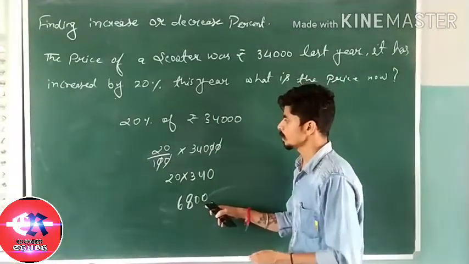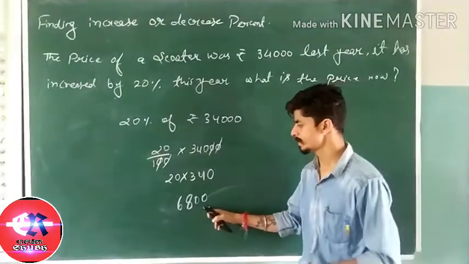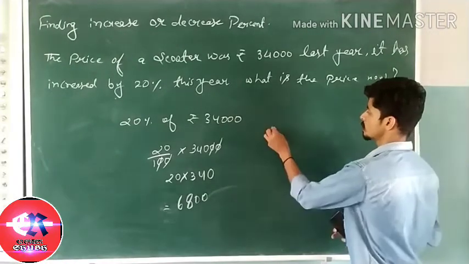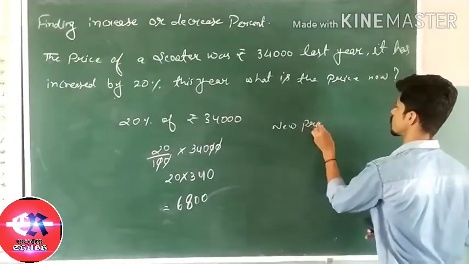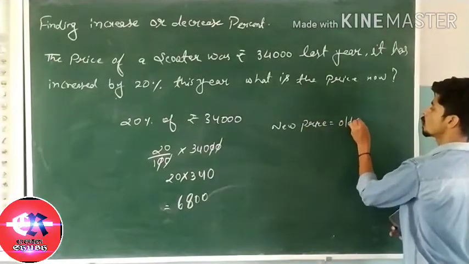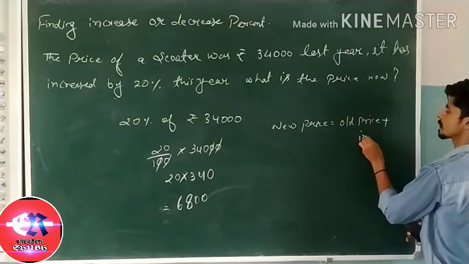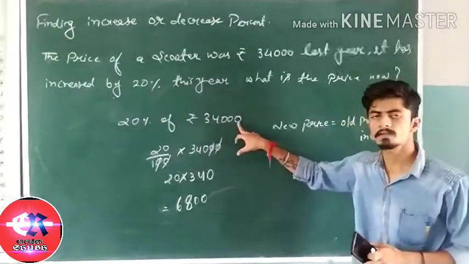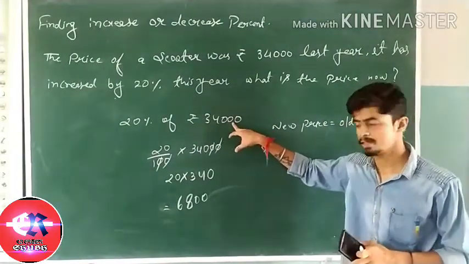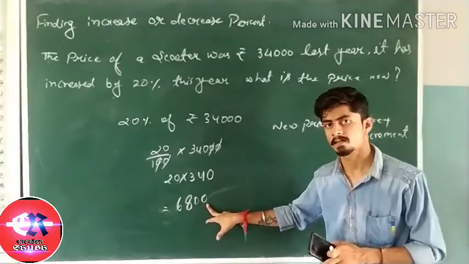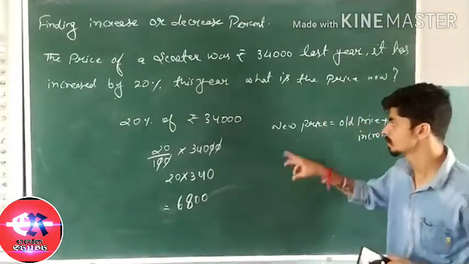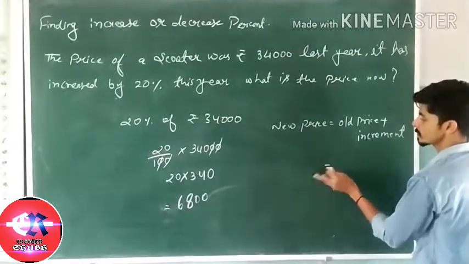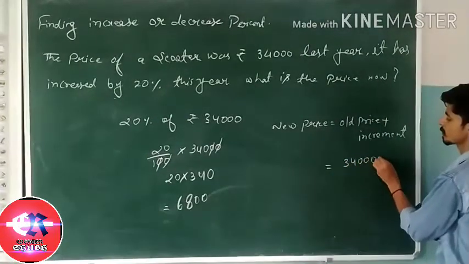So 20% of rupees 34,000 is 6,800. This is the 20%. Now the new price of that scooter will be old price plus increment. That means the cost of the scooter was 34,000 last year, and this year it is increased by 6,800. So what is the new price of that particular scooter? The new price will be the old price plus the increment. So the increment is 6,800 and the old price is 34,000.